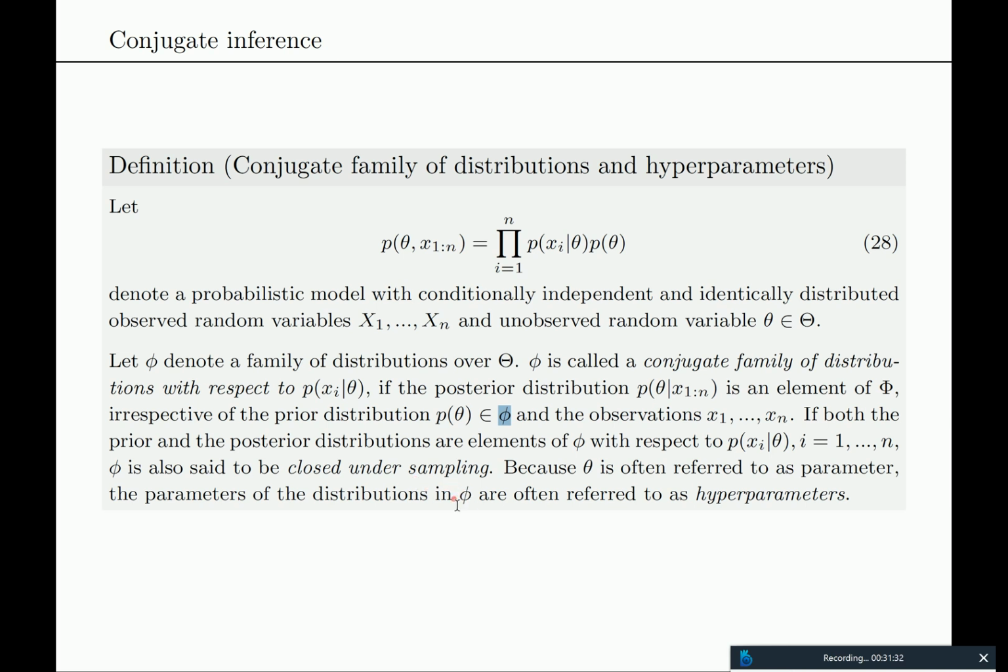Then usually what happens, as we will see in the examples, is that the prior distribution has some parameters and the posterior distribution has some updated parameters, and these parameters, because they are not the parameters that you're actually interested in, these are the thetas, and these parameters of your prior and posterior distributions are called hyperparameters. But I don't use the term hyperparameter that often because it sounds a little bit pretentious, I think. So that's kind of the definition.